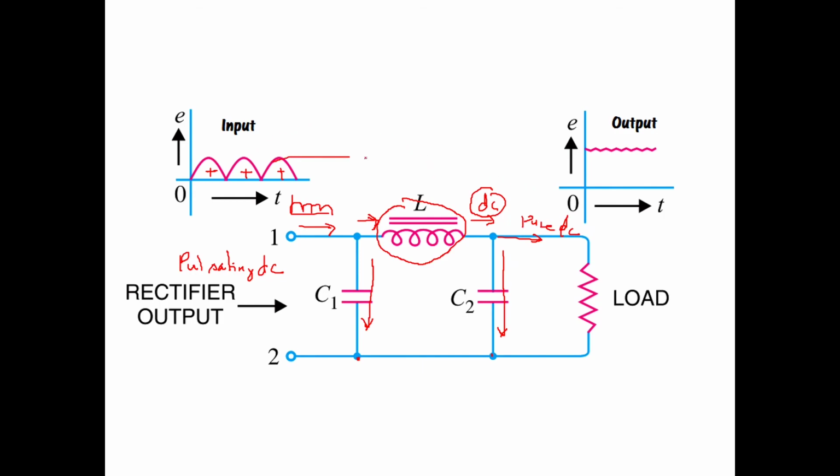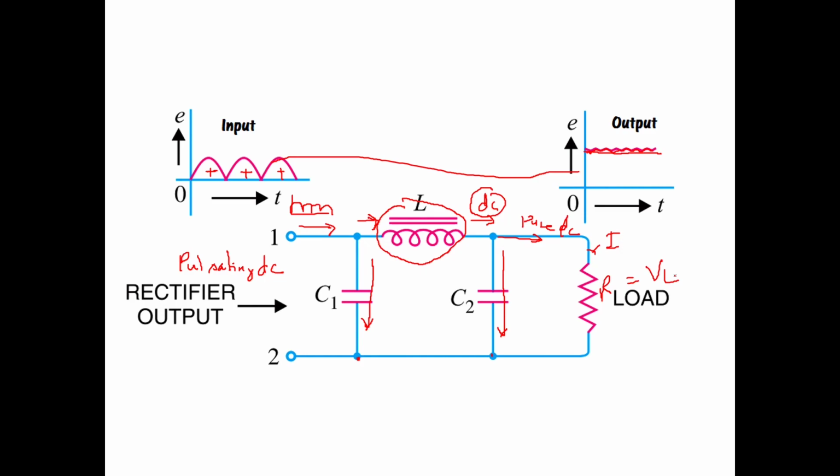That means this input will be converted into an output which looks like a straight line. This is a pure DC. Ideally it is a straight line, which is pure DC, and practically you can have little variations there, so you can call it a purer DC than the rectifier output. That will reach the load, that will be the current I, and that current I multiplied by this resistance will give you the load voltage VL. So this is another way of reducing the AC component in the pulsating DC of the rectifier.